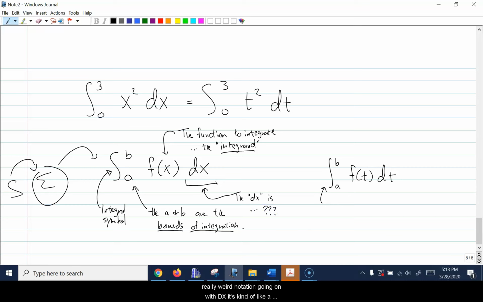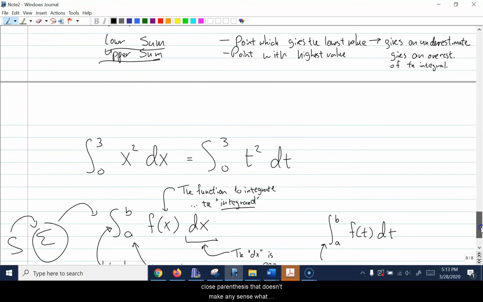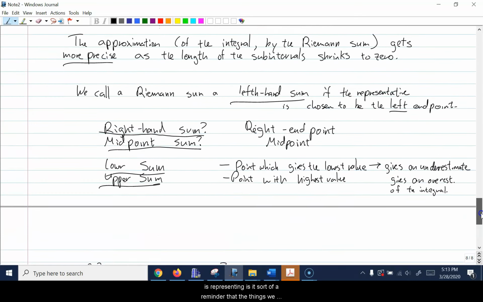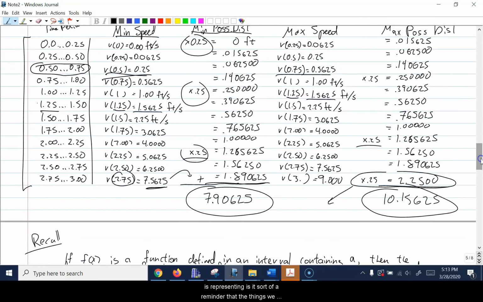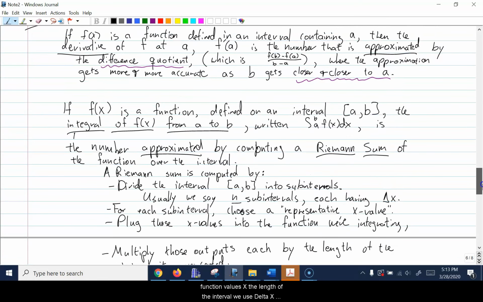I don't know a name for this. The integral thing has a really weird notation going on. This dx is kind of like a closed parenthesis that doesn't make any sense. It's sort of a reminder that the things we add up aren't the function values themselves, it's the function values multiplied by the length of the interval. We use delta x as the name for the length of the subinterval when we compute a Riemann sum, and somehow when you go from Riemann sum to integral, the delta x turns into a dx.